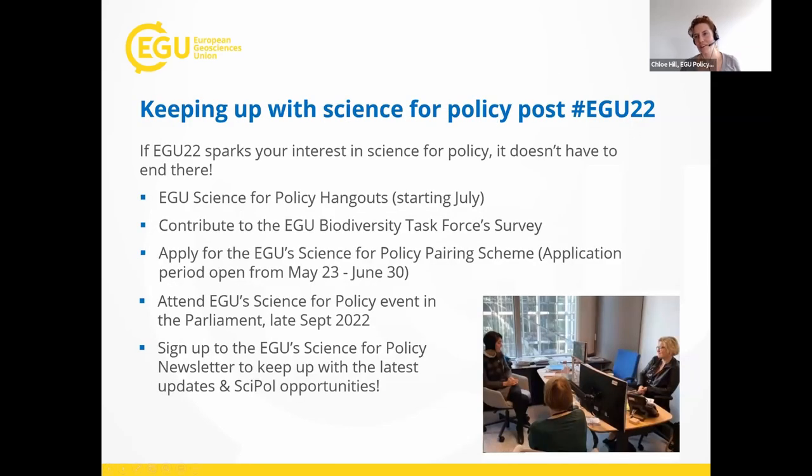And the final thing I want to mention today is some of the science and policy activities that you can engage with post EGU22. So these are things we'll be highlighting throughout the week of the GA, and some of them are quite new. I think that all of them are quite new, so they're very exciting. The first one is the EGU Science for Policy Hangouts.